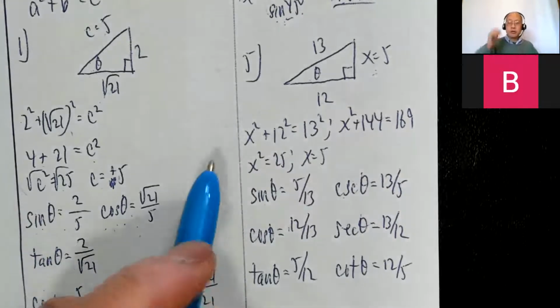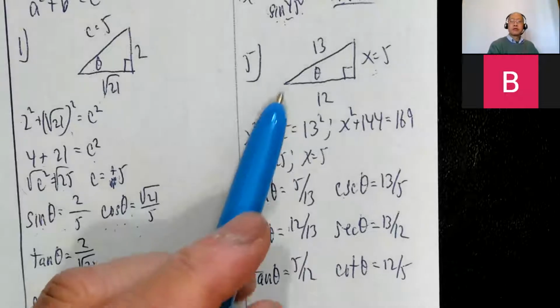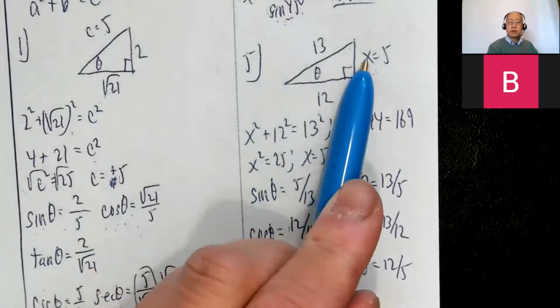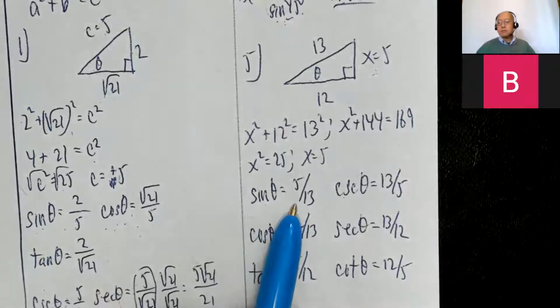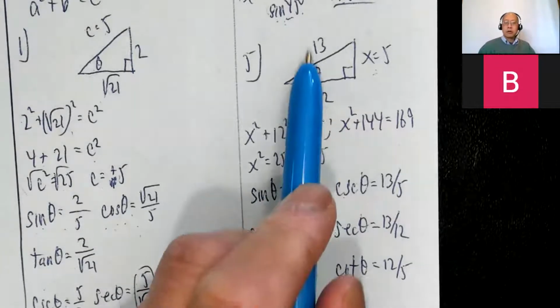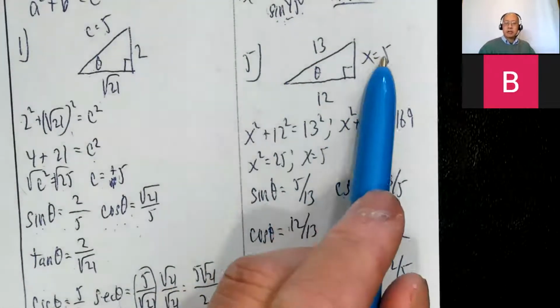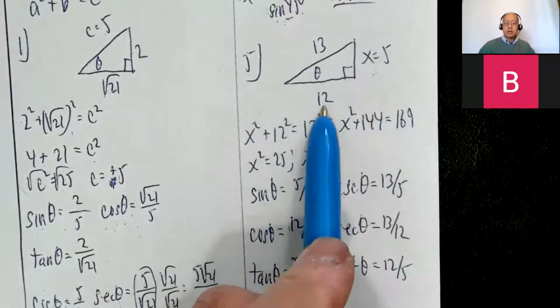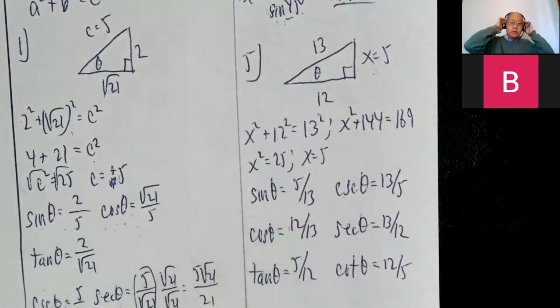Once you have that, it's pretty straightforward in terms of SOHCAHTOA and so forth, right? So sine of theta is opposite over hypotenuse, 5 over 13. Cosine of theta is adjacent over hypotenuse, 12 over 13. Tangent of theta is opposite over adjacent, 5 over 12. And then you just have other reciprocals.